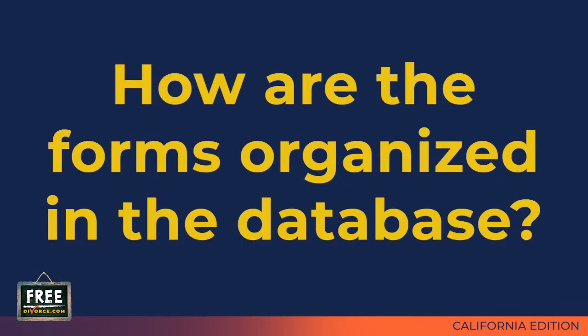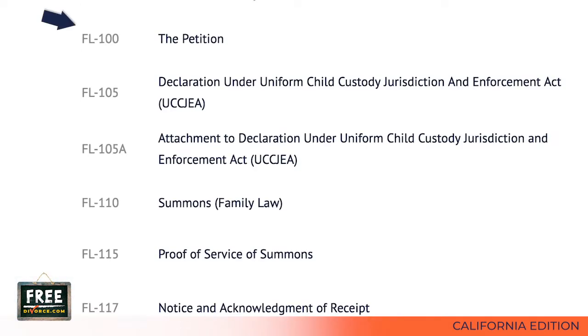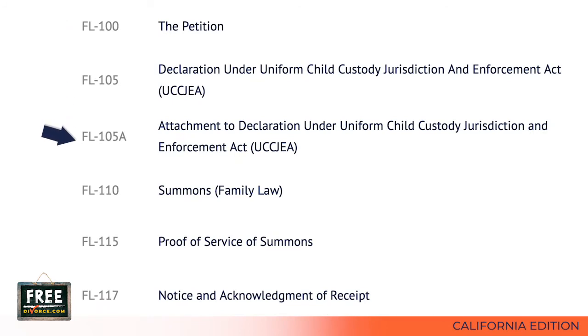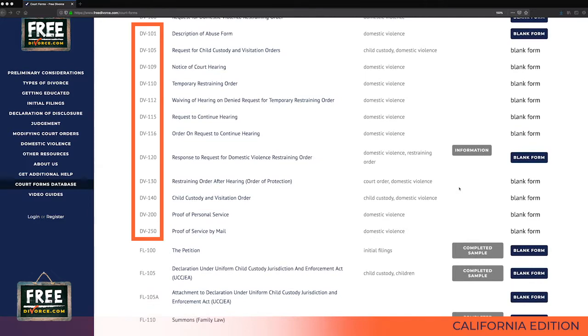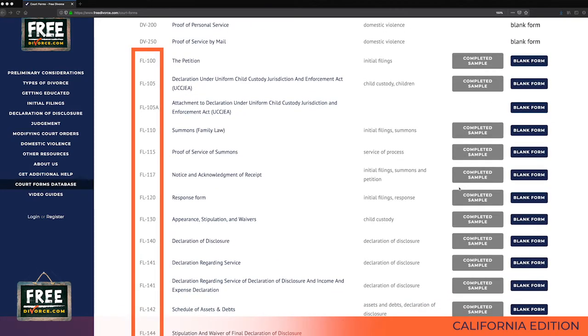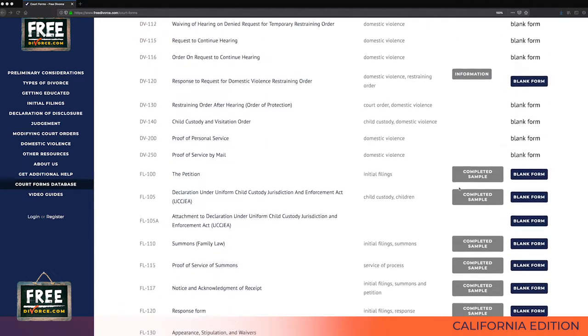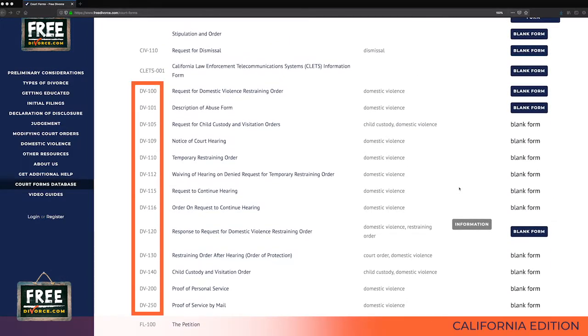How are the forms organized in the database? The database is organized by groups of forms and then by the form number. All the family law forms, which are FL forms, are grouped together. All the domestic violence forms, which are DV forms, are grouped together. For example, the divorce forms start with FL 100, which is the divorce petition, and go through FL 435. The domestic violence forms start with DV 100, which is the form you use to request domestic violence restraining orders, and goes through DV 250.